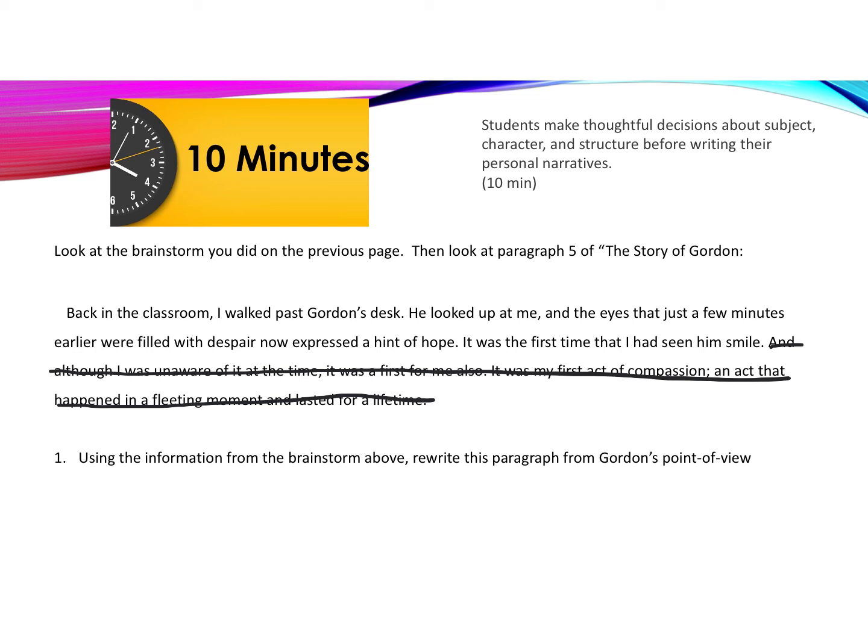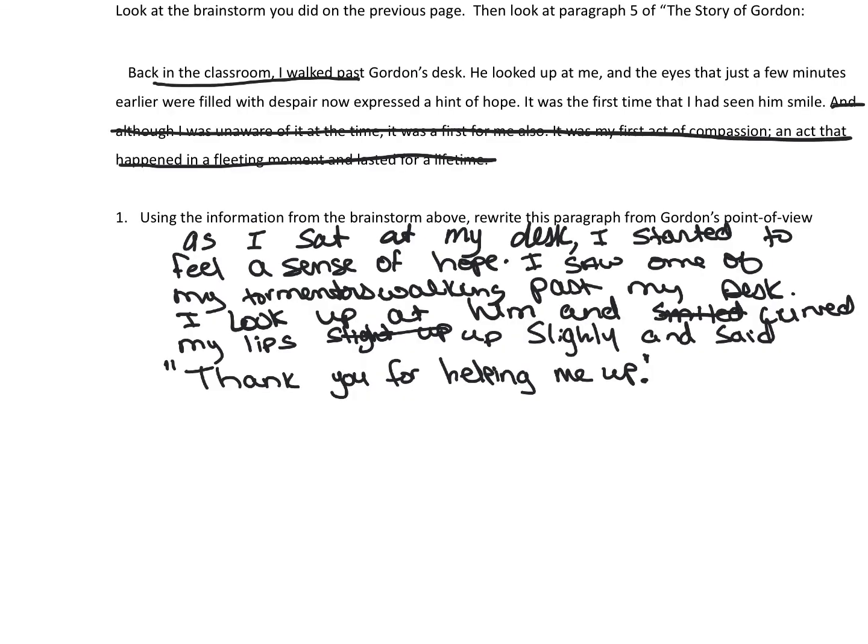From Gordon's point of view, what do you think we could say here? "Back in the classroom" is the setting, so we have to set the setting. Where's Gordon at? At his desk. As I sat at my desk. Okay, what else? What does he see, feel, think? So this is good: "As I sat at my desk, I started to feel a sense of hope. I saw one of my tormentors walking past my desk. I looked up at him and curved my lips up slightly and said, 'Thank you for helping me up.'" Again, there's a couple of grammatical problems. A word is repeated there, and this is an awkward sentence, but it doesn't really take away from the paragraph, so it would probably be overlooked, because remember, 8th grade.